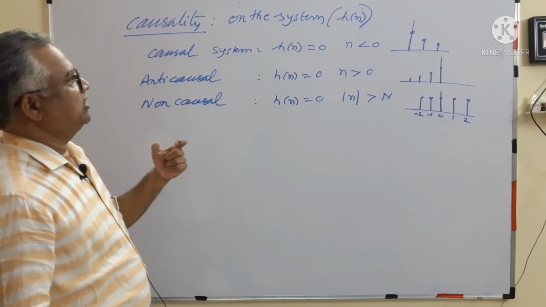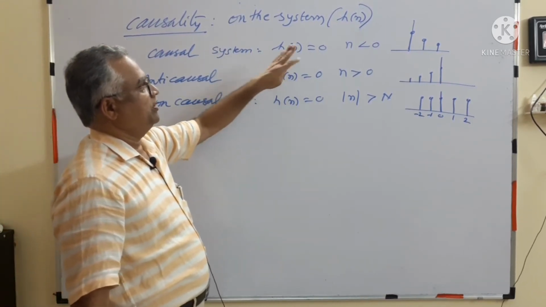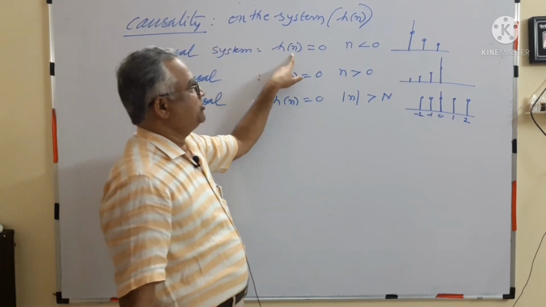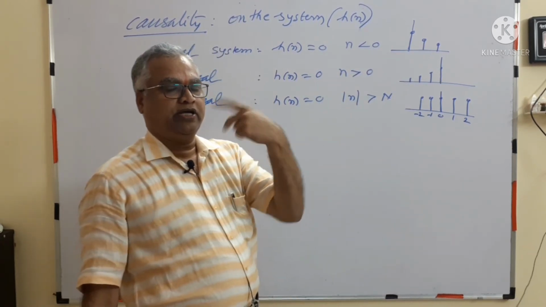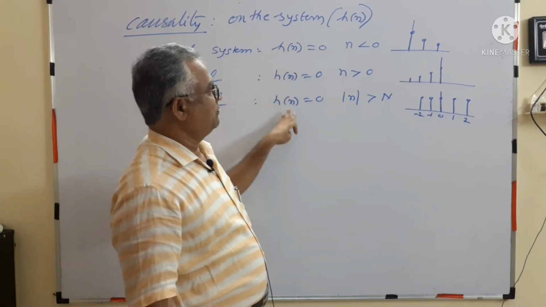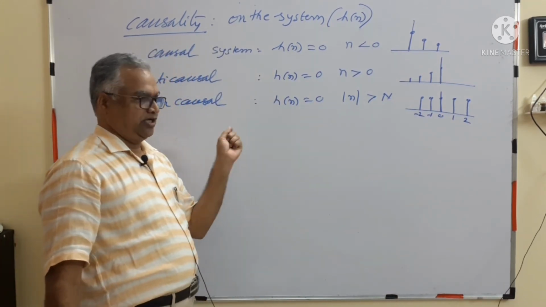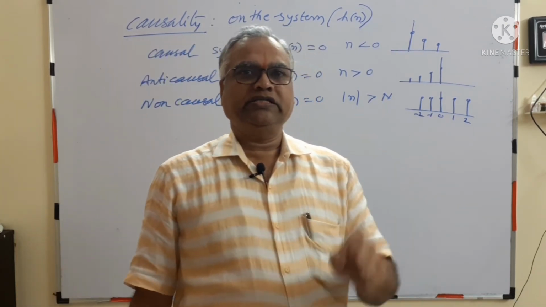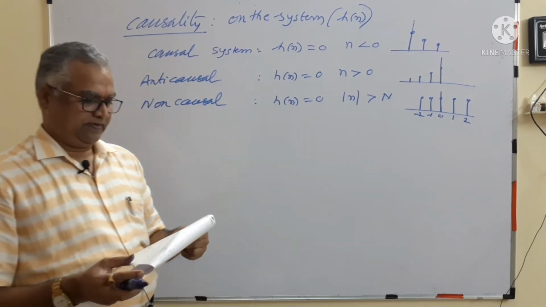So how do you test the causality? Based on h of n. And to know h of n, h of z may be given. If h of z is given, find h of n, decide causality. Or a difference equation is given, apply the z transform, you will get h of z. From h of z, find h of n, then decide the causality. So they give either h of z or a difference equation or h of n to decide causality of the system. That is the concept of causality.